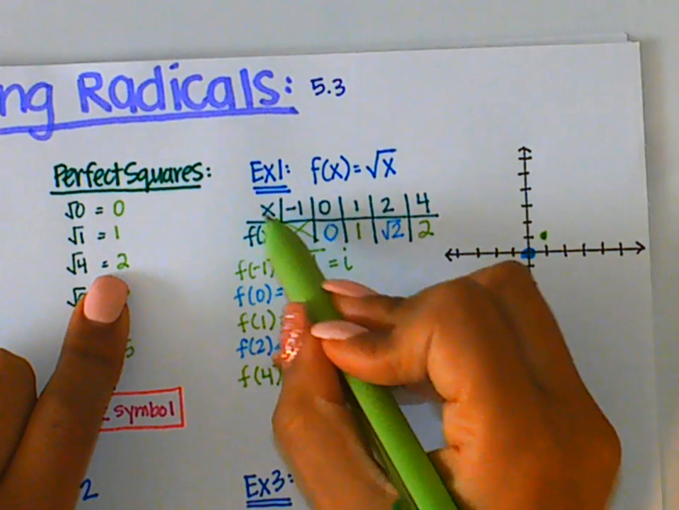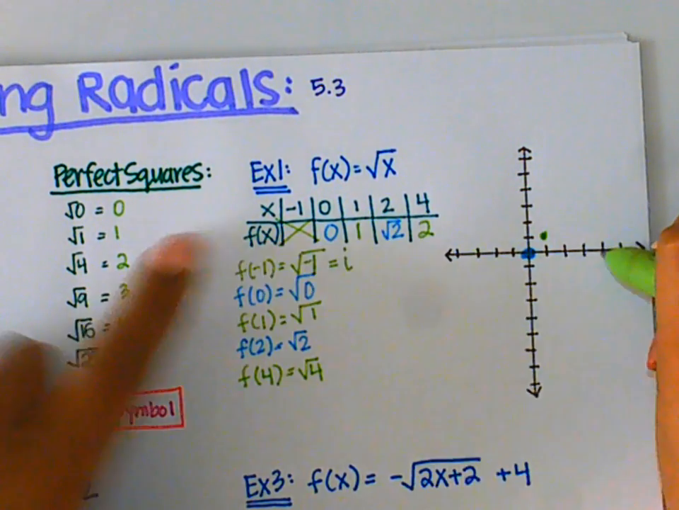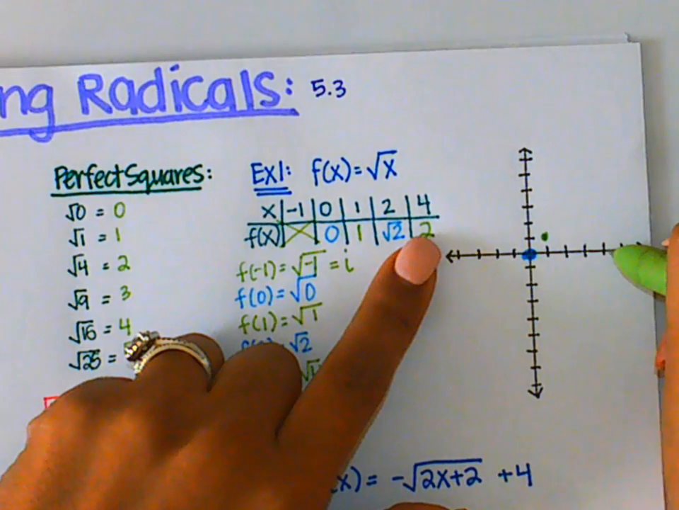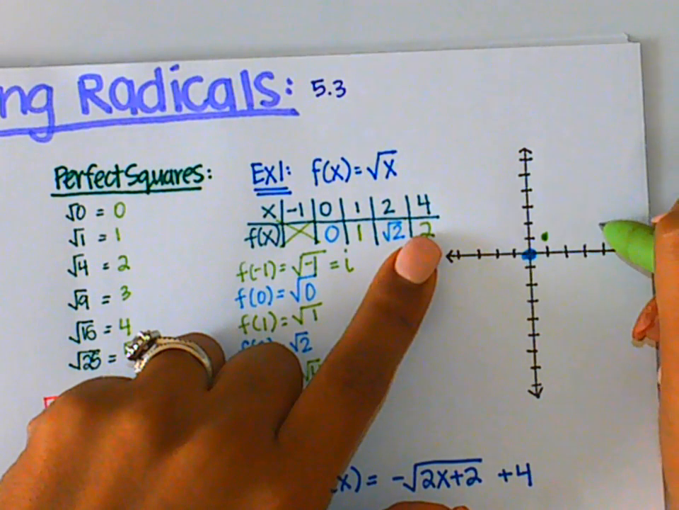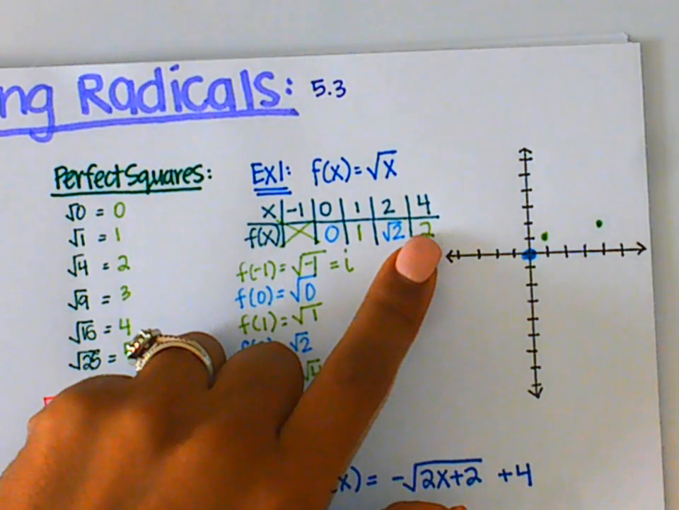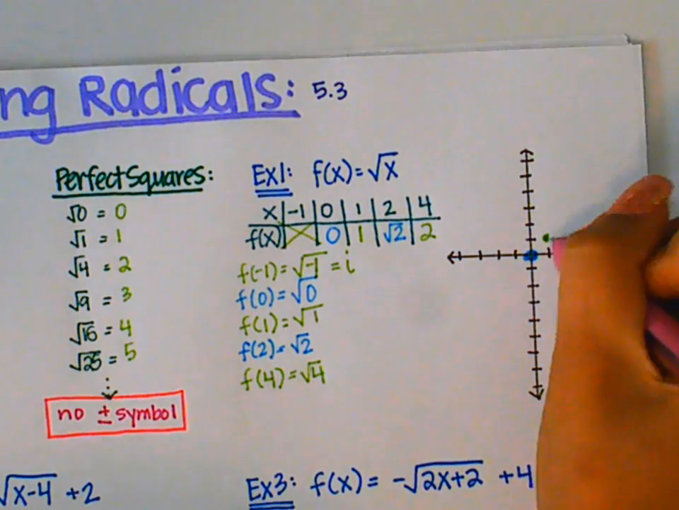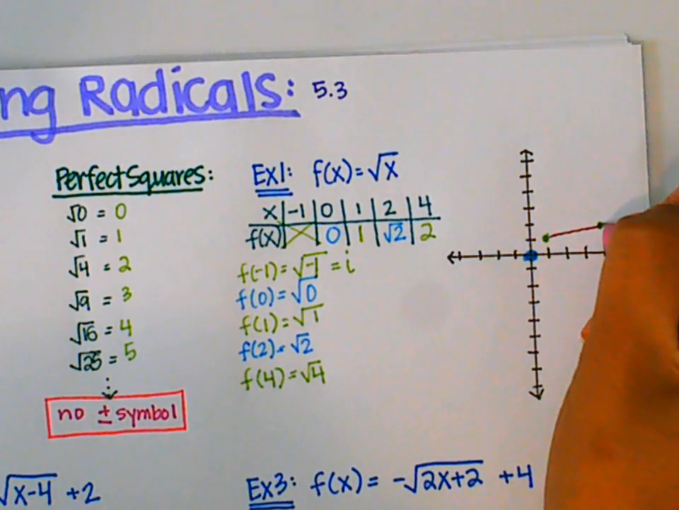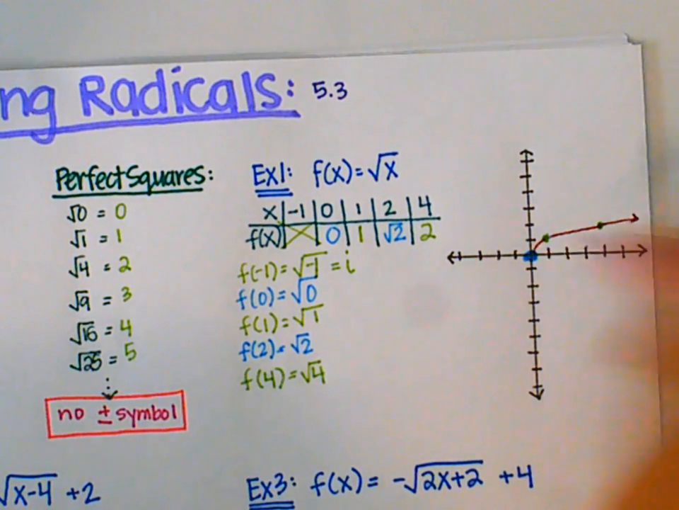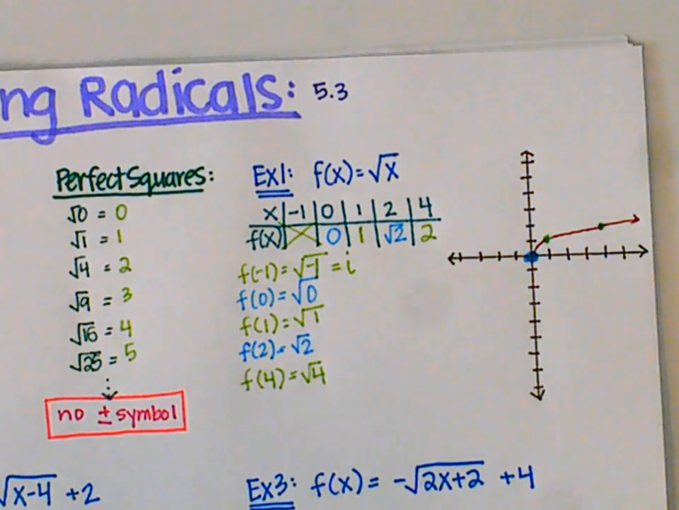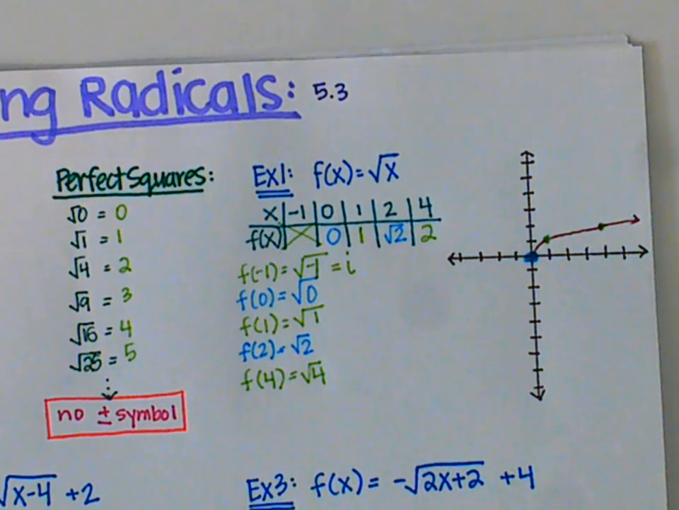So I'm going to go on my x, I'm going to go to 4. And then on my f of x, which is my y, I'm going to go up to 2. Like that. Now, I could keep going with this, but I like 3 points. I think it's enough. So I'm just going to graph like this. Now, this would be a good point to stop and rewind if you want to take it one more time to make sure that you're good.